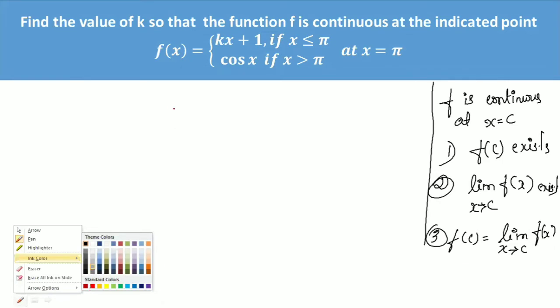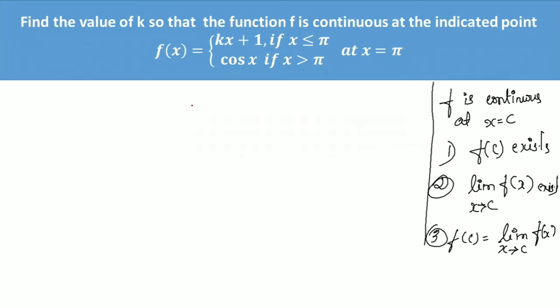Here also they have told us f is continuous at x is equal to pi. So now your c is nothing but pi. Again, it should satisfy these 3 conditions. But you can see that the function is defined in 2 different ways, which means you have to go for the second definition.